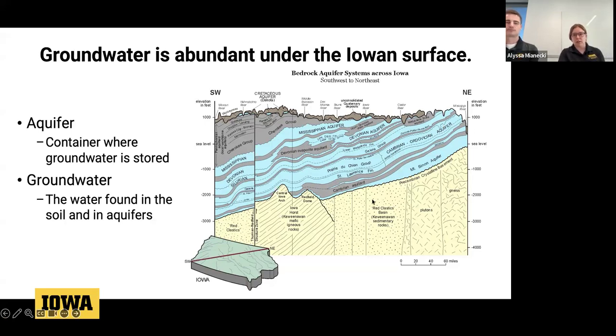Okay, so looking at this diagram here, if we were to take a cross section of Iowa from the northeast to the southwest, this is kind of what our bedrock geology and aquifer geology would look like. So we see in the northeast here, we have shallow access to some of these large aquifers, but there's nothing covering it up to the north in the northeast, which means that they might be susceptible to contamination. Whereas in the southwest and the western part of the state, the aquifers are much deeper, but we do have access to some shallower aquifers here as well.